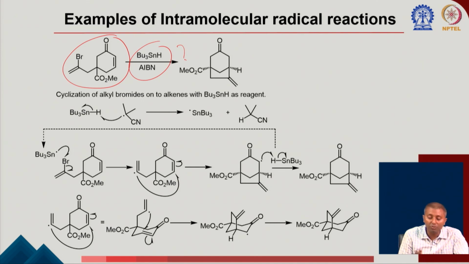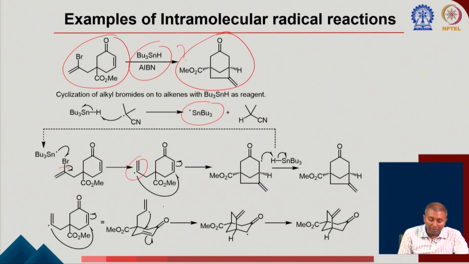So you can see this will be your product at the end. So let's try to understand how this is happening. Once you have this AIBN and tributyl tin hydride, I have already mentioned you are generating a tributyl tin radical, which is going to cleave this carbon-bromine bond. After the debromination, it will generate a radical species here. We can draw the radical like that.